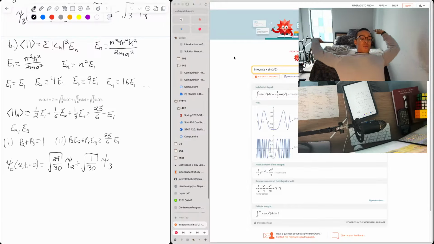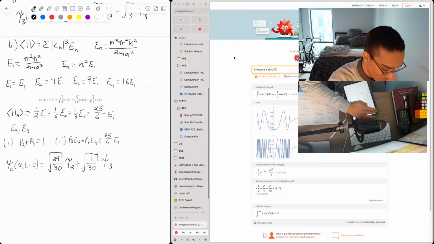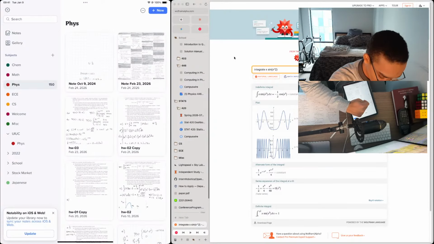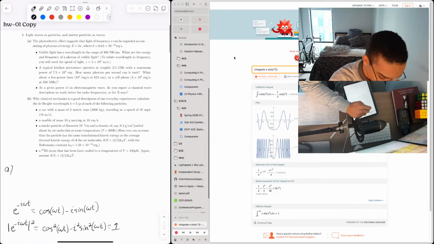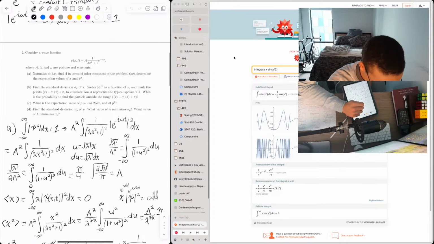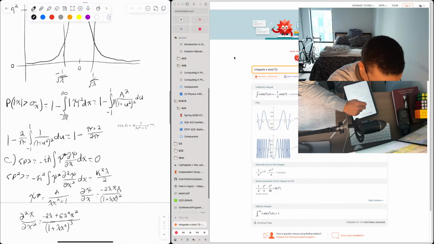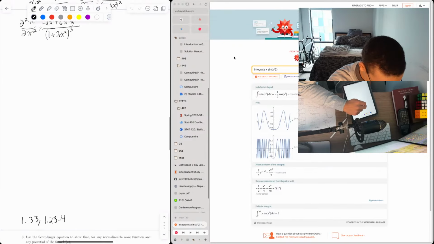And then, bro, homework one was so trivial. Like, I probably don't even need to study homework 1. I don't even need to pull it up. Oh yeah, don't even look at that question. Yeah, standard deviation, normalized wave function. Pretty straightforward stuff.